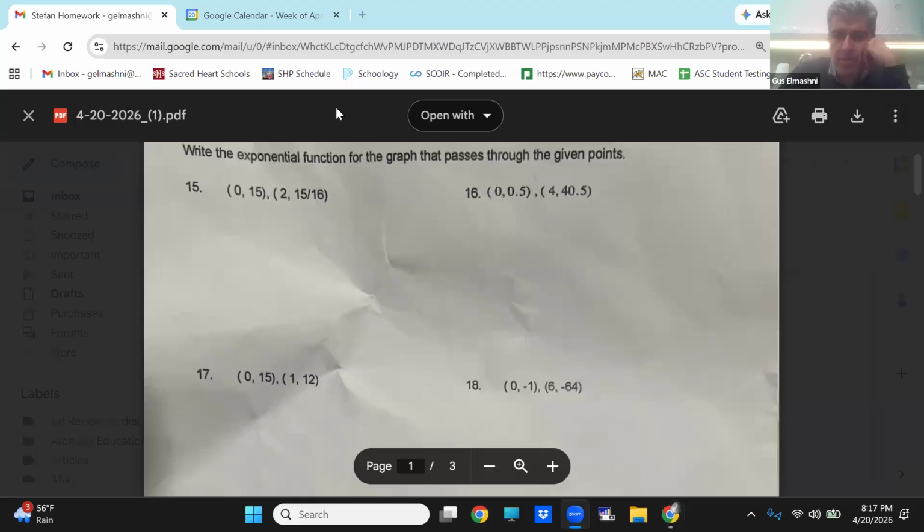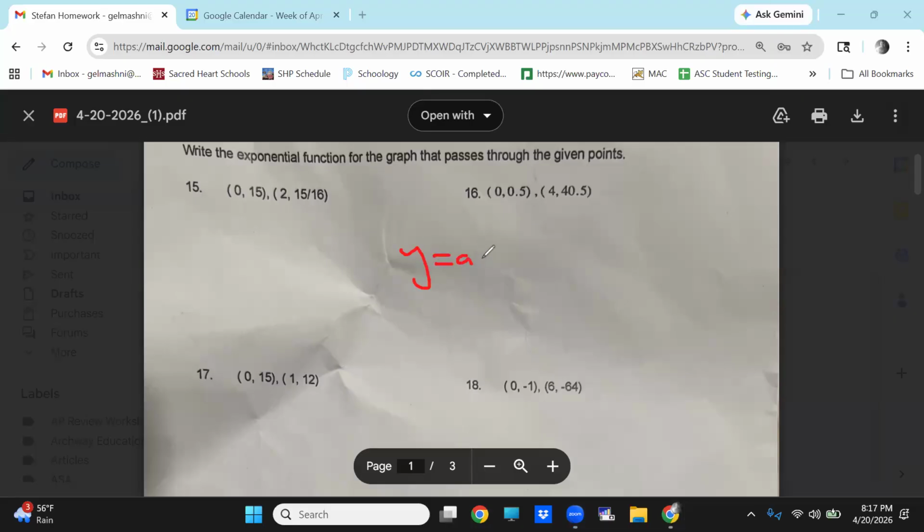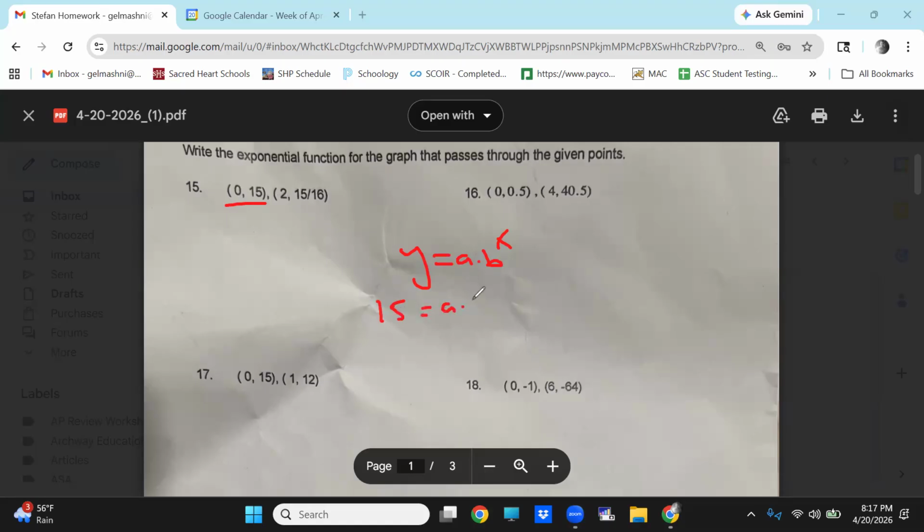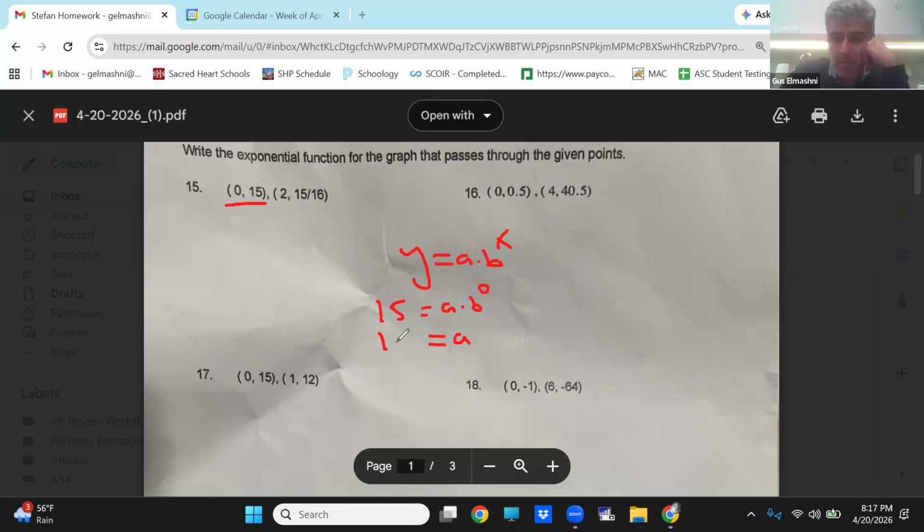Okay, so remember the basic form of an exponential function is this. You could plug in 0 and 15 for x and y and solve for a, but you know what's going to happen. B to the 0 is going to be 1, leaving you with just a being equal to 15. So the equation will be y equals 15 times b to the x.